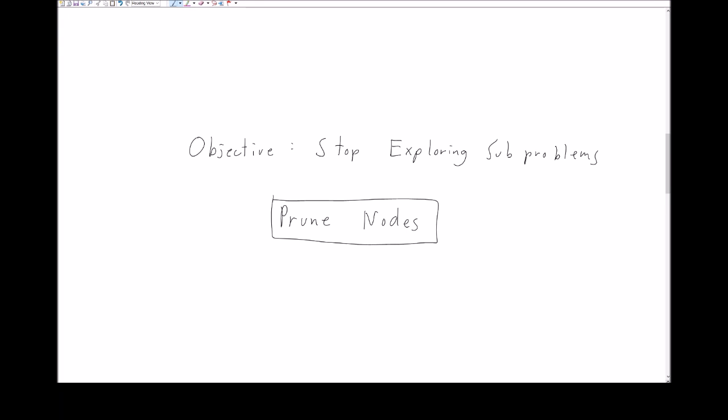Now we can stop and ask ourselves the question, what's the point of computing and updating all these bounds? And the objective is really simple. We'd like to look at subproblems and eventually stop exploring them. We can stop exploring a subproblem when we know that either we have an optimal solution or we can't find an optimal solution inside of that subproblem. We call this pruning nodes. A node is going to be pruned when we no longer need to explore that node.